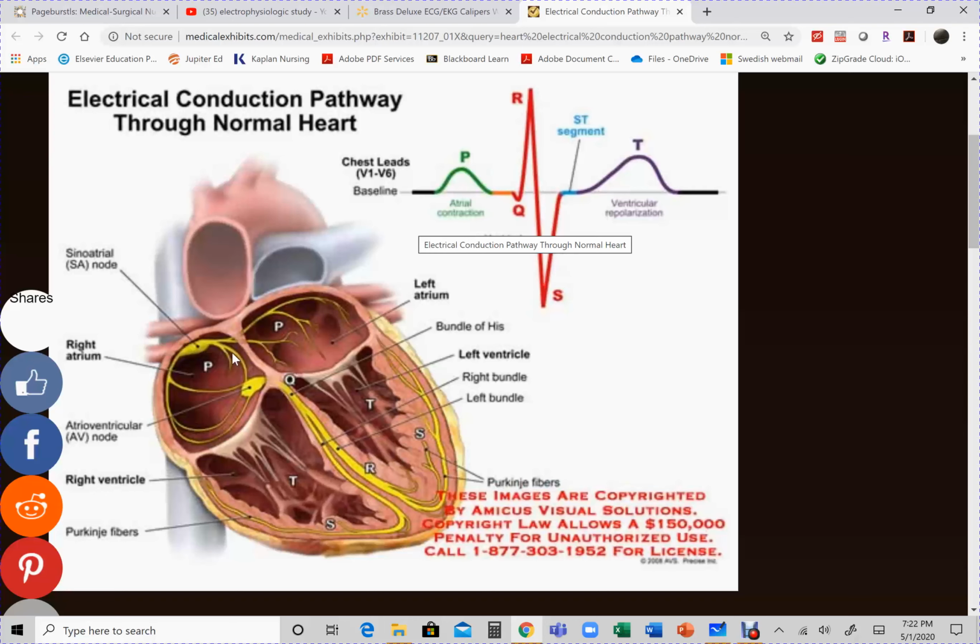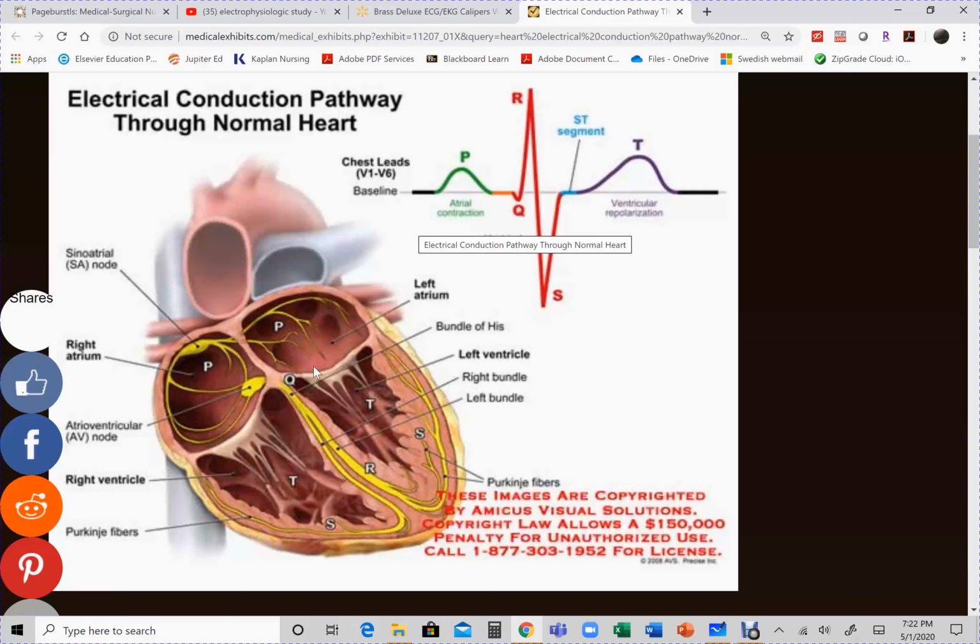The secondary pacemaker is the AV node, right here at the junction, right on top of the septum. It's still located within the right atrium. Okay, so this is called the secondary pacemaker, and then I'll explain later when we get to certain dysrhythmias to demonstrate its role. Its role is to delay the impulse conduction to the ventricles.